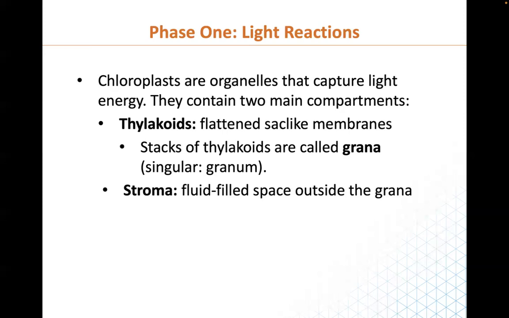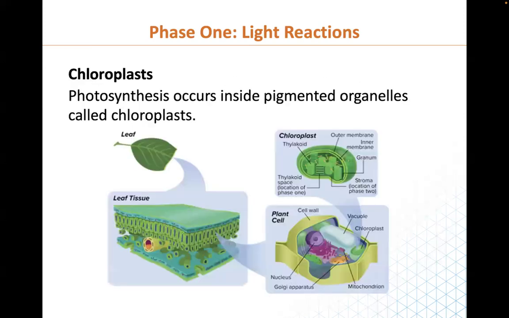So it looks like a sac. It's a flattened sac-like membrane. Stacks of this thylakoid are called grana. If you want to singularize it, you call it granum. And stroma is the fluid-filled space outside the grana. Please remember this: the two main compartments of the chloroplast are the thylakoid and the stroma.